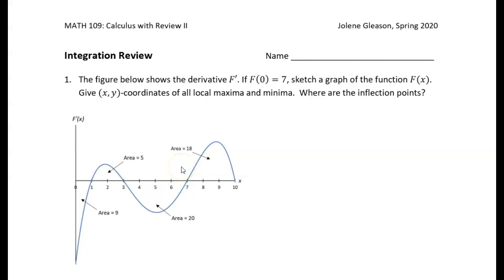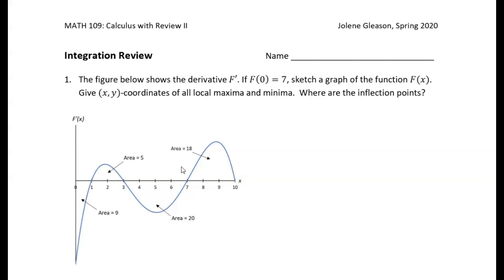All right, so in this first problem, we're given a graph of the derivative of a function, capital F, and we're told that the value of the function at 0 is 7, and we're asked to sketch a graph of the function f and give the coordinates of all the local maxima, minima, and identify the inflection points.